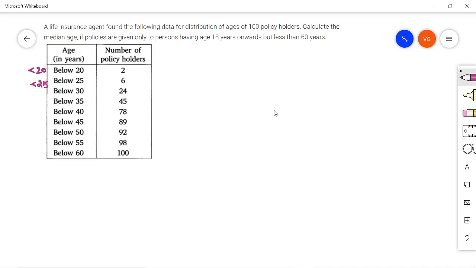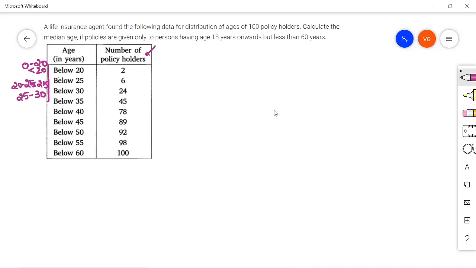So it is not a particular class. If you want to write it in terms of classes, the first one you have to take as 0 to 20. Then it will be 20 to 25. Next is 25 to 30, like this. If you are writing it like this, then the frequency also we need to change. See here, below 20 there are 2 policyholders. Below 25 there are 6 policyholders.